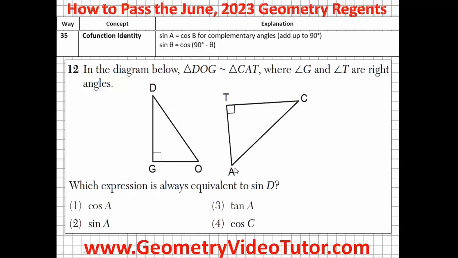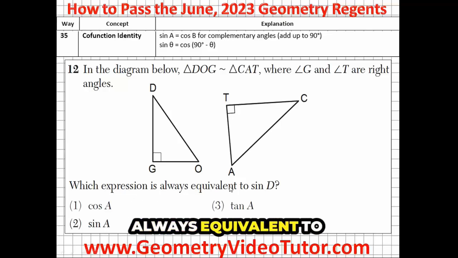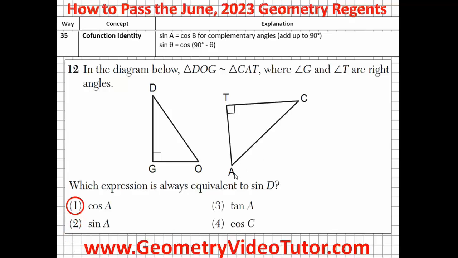So which expression is always equivalent to sine of D? Well, the sine of D is equal to the cosine of O. And because these triangles are similar, the sine of D is also equal to the cosine of A.